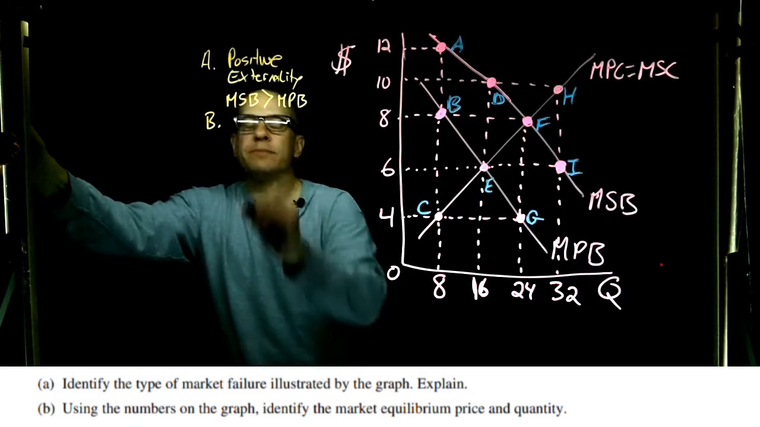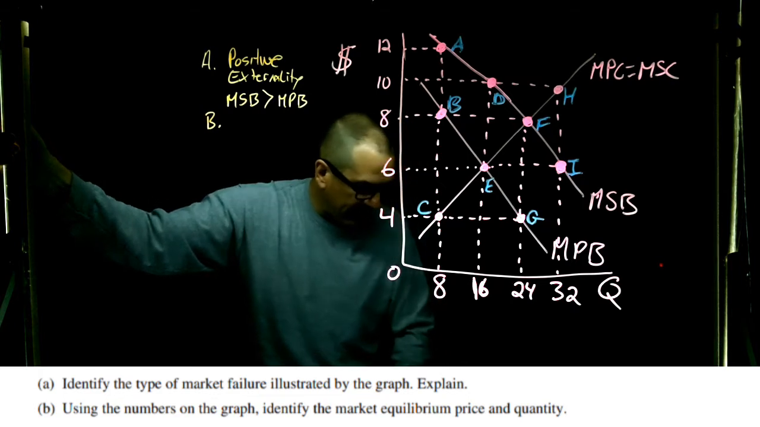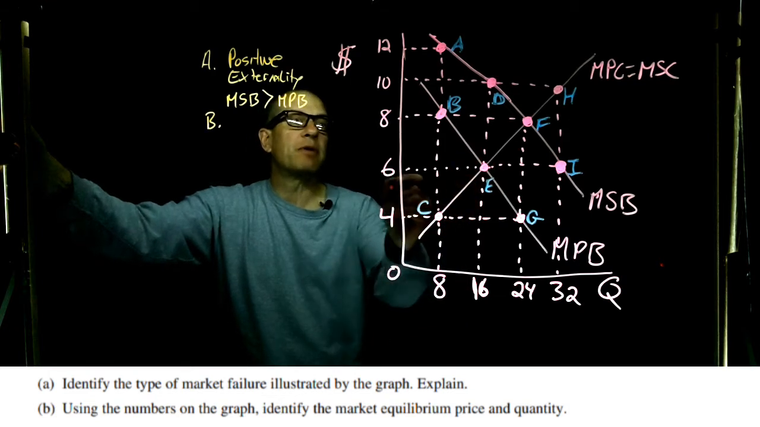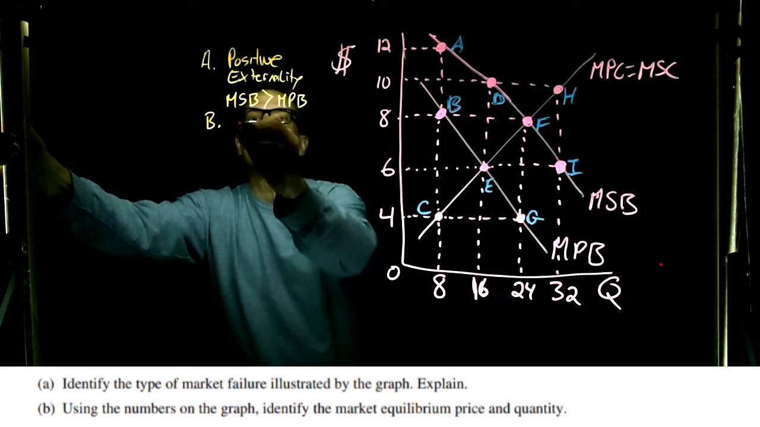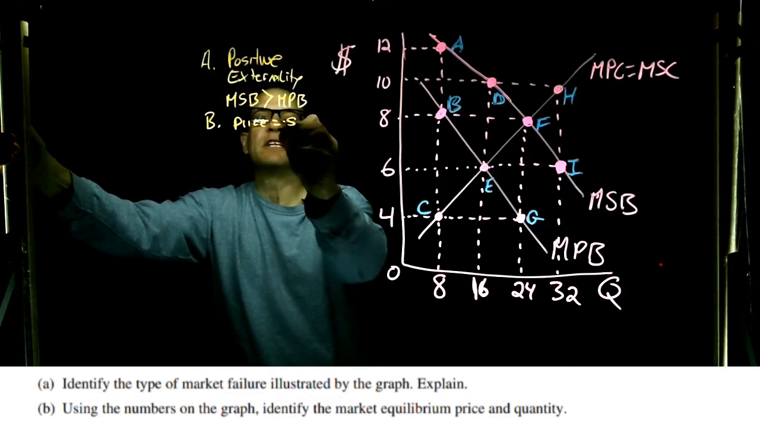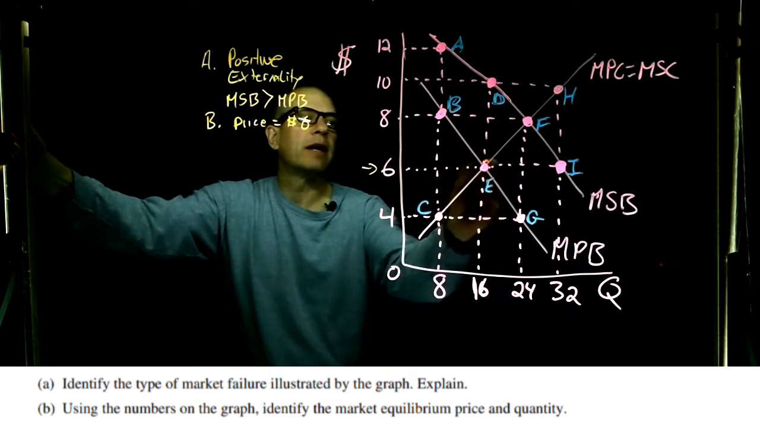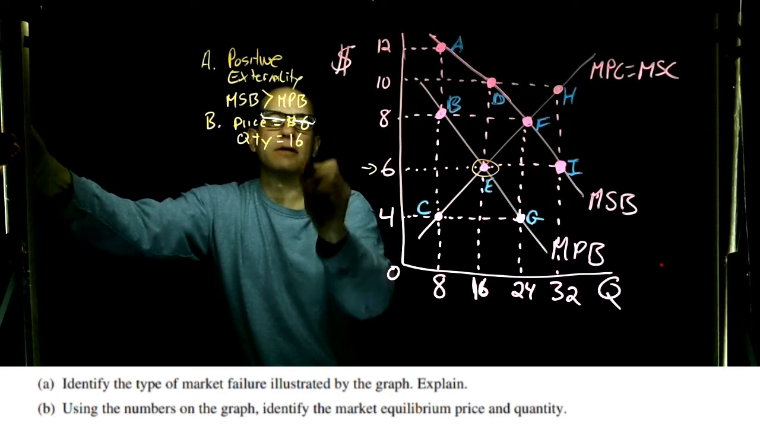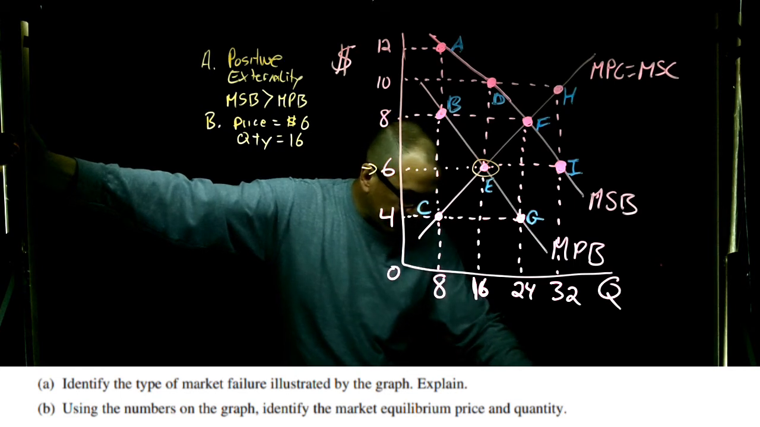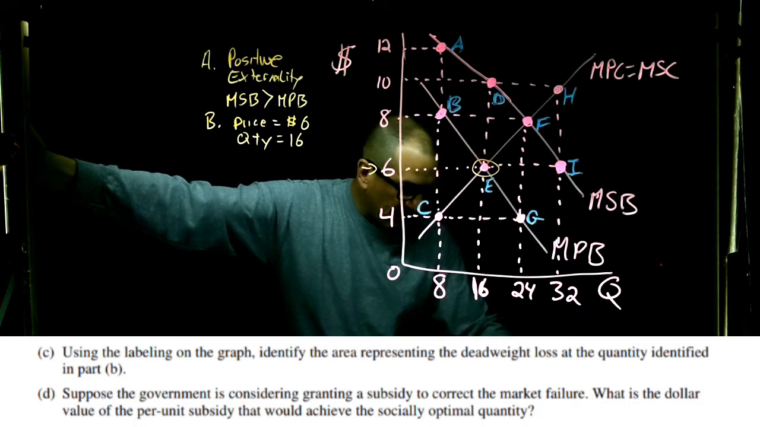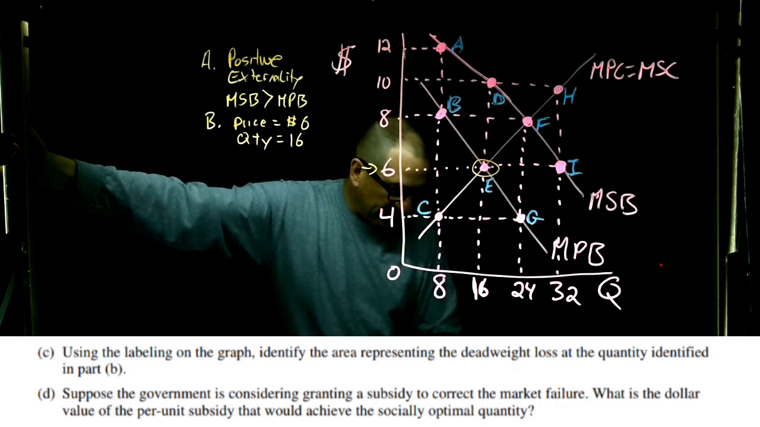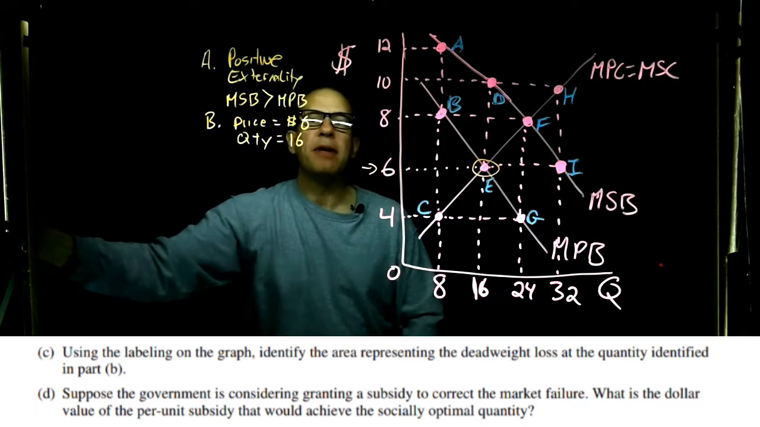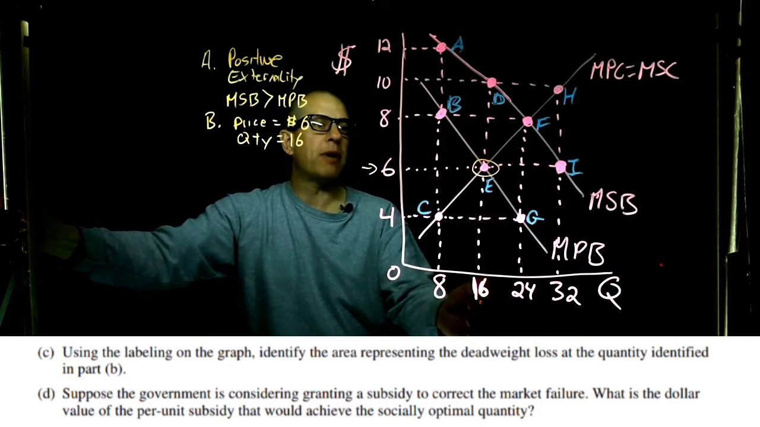For B, it asks the question, using the numbers on the graph, identify the market equilibrium price and quantity. Well, right now what's being produced is the market equilibrium price and quantity. The price equals $6. It's right here. And the quantity equals 16. The next question it asks is, where's the deadweight loss? It says, using the labeling on the graph, identify the area representing the deadweight loss at the quantity identified in part B. So this is the quantity identified in part B, 16.